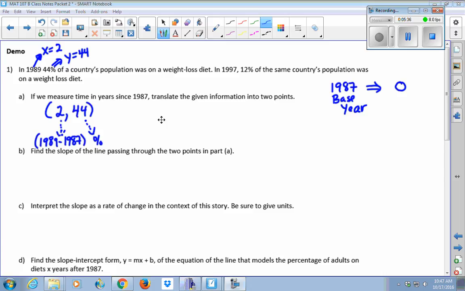Okay. All right, so let's take a look at the other point that's hidden in the second sentence. In 1997, 12%. So, Molly, can you tell me what point that would represent?